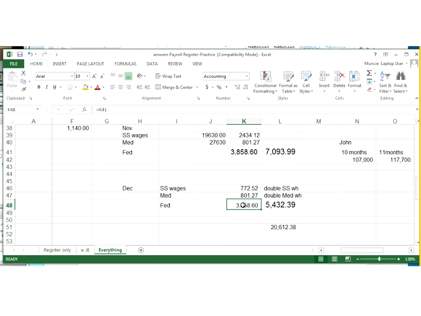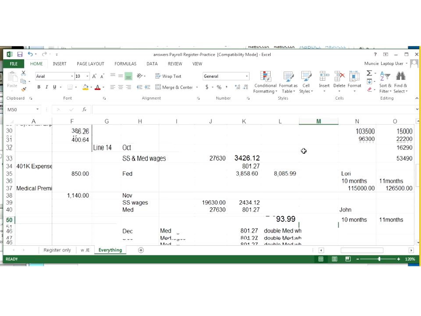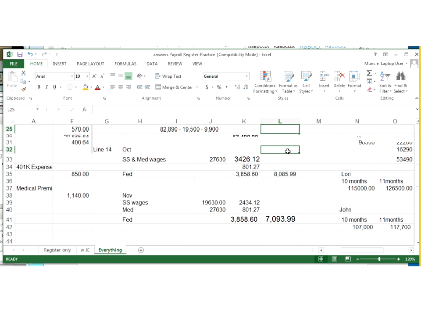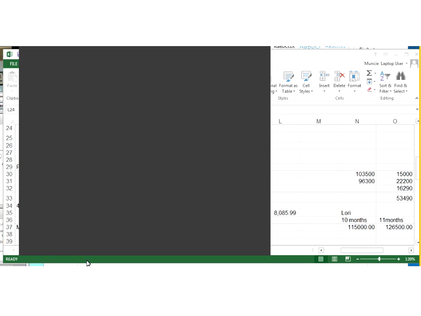The 3858 remains the same. The employer doesn't match that, and nobody hits a cap. There is no cap for federal withholding. So now when I add up all 3 months, I get 20,612, which will match what my line 10 was above. And then we'll now pull up the 941.